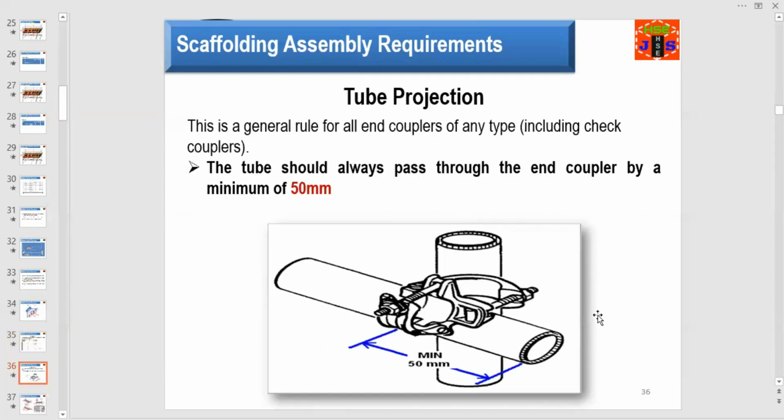Another important element is tube projection. This is a general rule for all end couplers of any type, including check couplers. The tube should always pass through the end coupler by a minimum of 50 mm. This is the area that passed through 50 mm. This is tube projection, that is highlighted and marked with blue color.